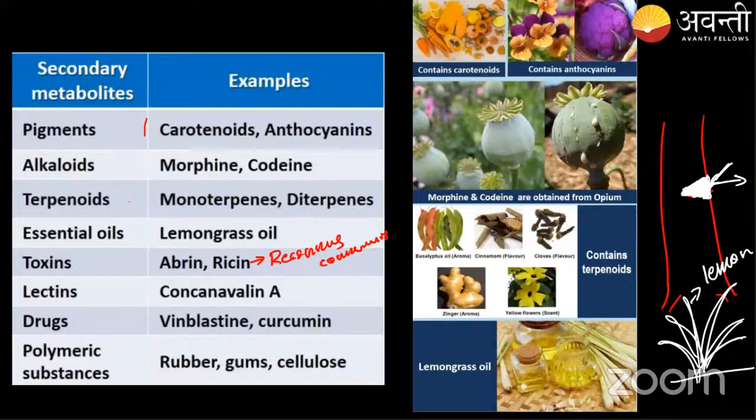Gum is like the color of honey now. Not always, not always. Gum may be in any color.